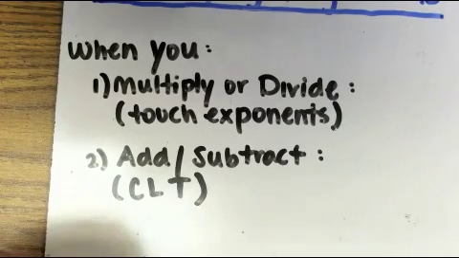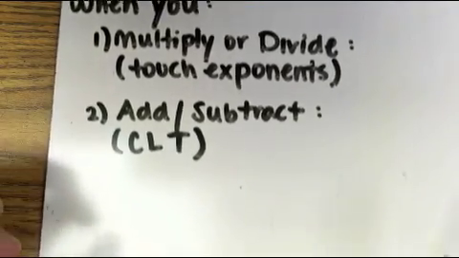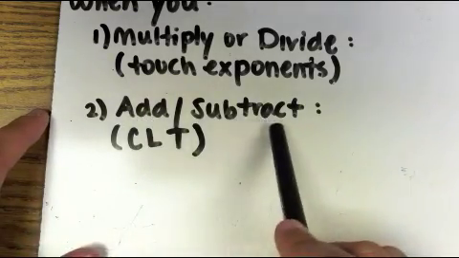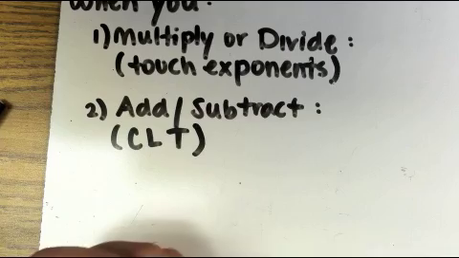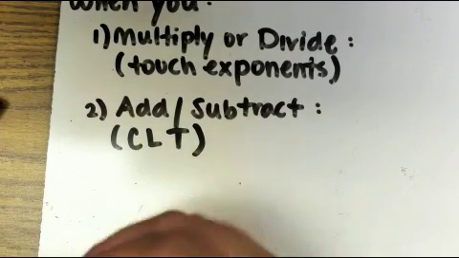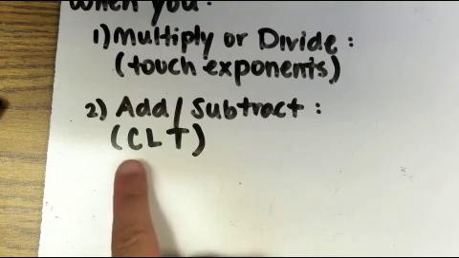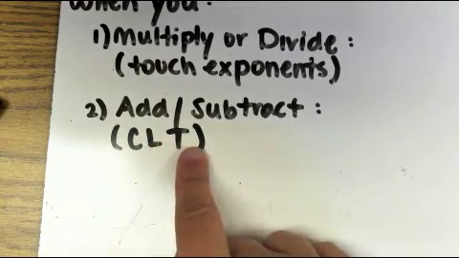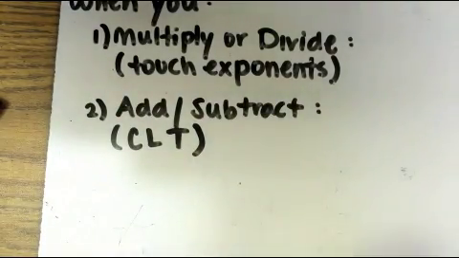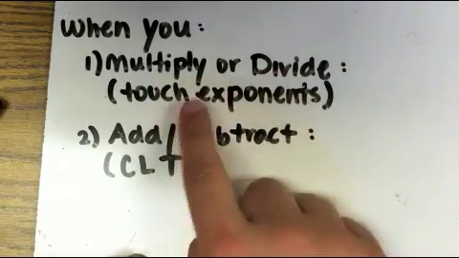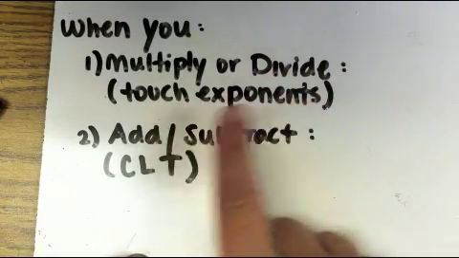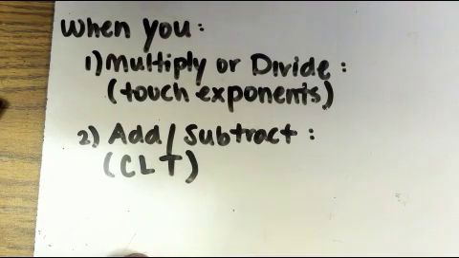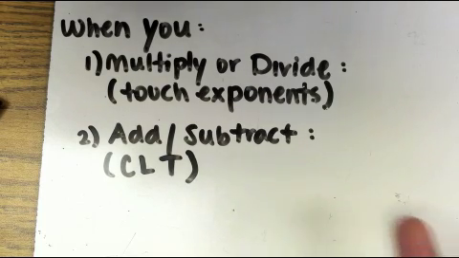touch the exponents. Now, I also have out here, when you add or subtract, do you touch the exponents? No, do not touch them at all. The only thing that you're going to have to do here is CLT, which I have abbreviated here for combine like terms. That's all you have to do. So again, multiply and divide, yes, you're gonna touch the exponents. Adding and subtracting, you're just going to combine like terms. Again, I wanted to say that in the beginning just so that when we do this lesson, you're not shocked as to what's going on here.